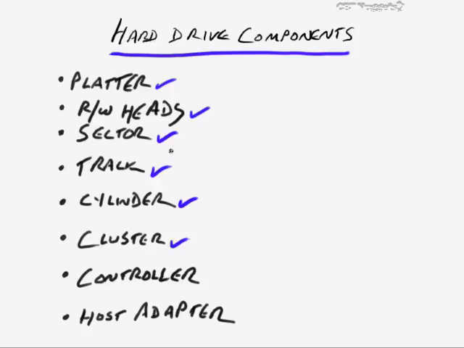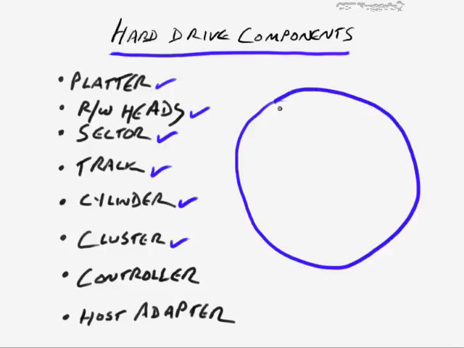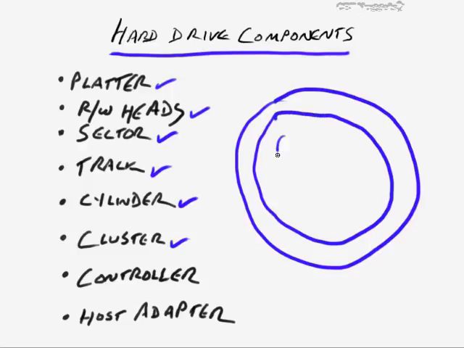One of the first ones I want to look at here, and I'm kind of going out of order, is a track. And for that, I need to go ahead and draw just a circle of a platter here. And you know that these things will actually have concentric circles on them. These are logical markings that are put on there at the factory.